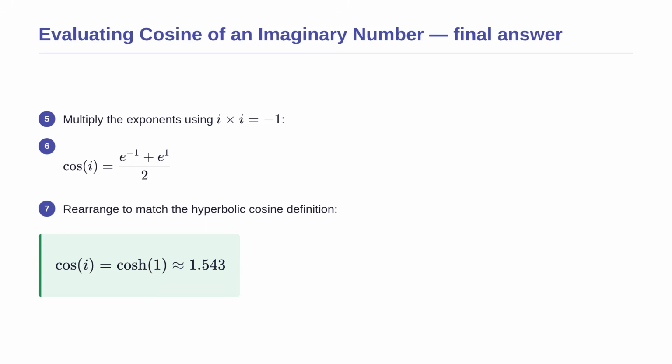Continuing with our calculation, we simplify the exponents. We know that i times i equals -1. So the first exponent becomes -1, and the second exponent, which already had a negative sign, becomes +1. We now have an expression with purely real numbers. By rearranging the terms, we see this is exactly the definition of the hyperbolic cosine of 1. The final answer is approximately 1.543. Physically, this proves our earlier point. By feeding the cosine function an imaginary number, we got a real output larger than the traditional maximum of 1.